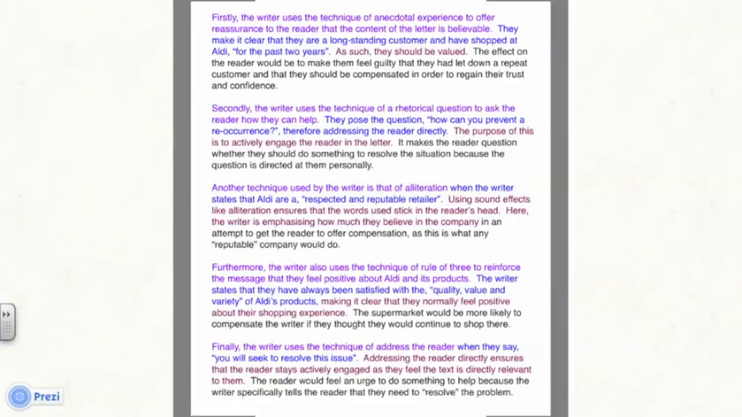The effect on the reader would be to make them feel guilty that they had let down a repeat customer and that they should be compensated in order to regain their trust and confidence. So that's the effect on the reader.